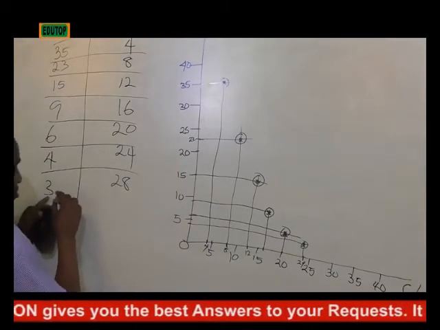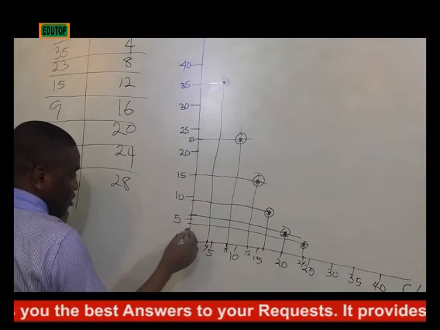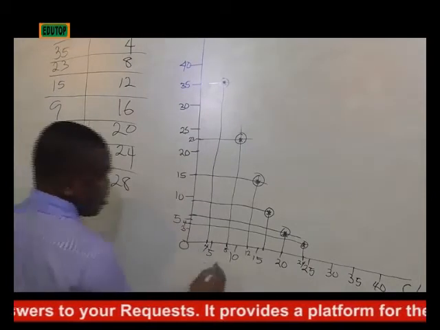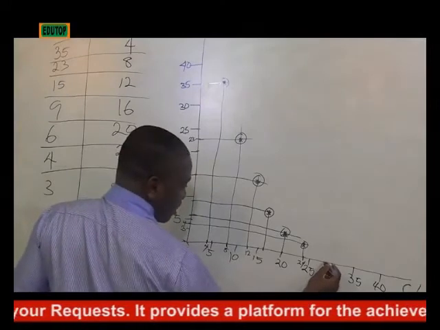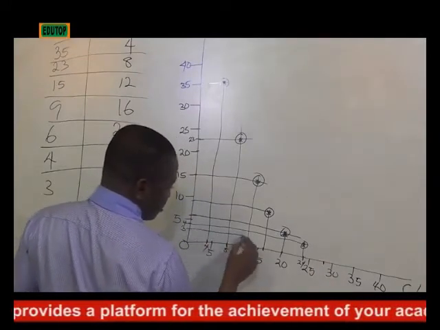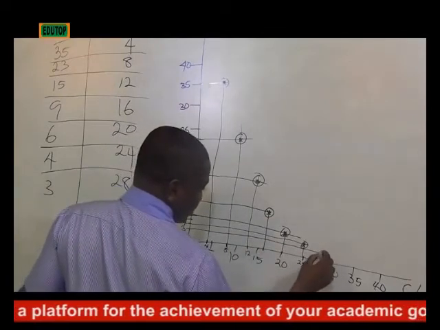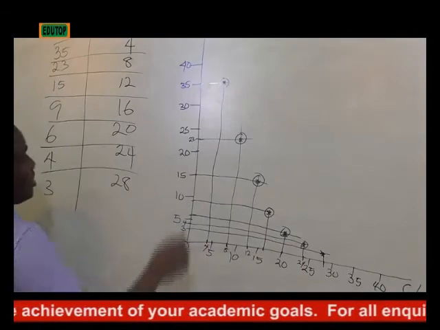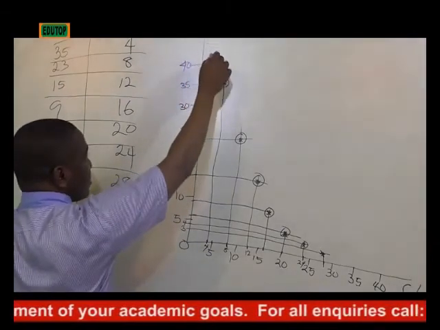Then the last one, we have 3. 3 will be a little bit below 4. This is 0.4. This is 0.3. And against 28. 28 will be somewhere closer to 30 here, and you draw it against each other to go like this, and this is the point. Now you join the whole point together.